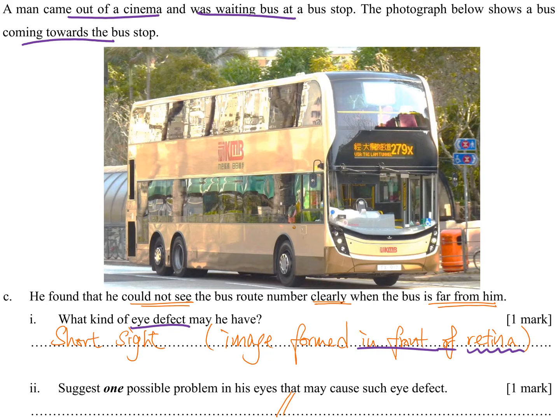And then C2. Can you suggest one possible problem in his eyes that might cause such eye defect? What are the causes of having short sight? Can you think of any? One of the reasons is due to the lens. Another reason is due to the length of the eyeball. So one reason is the eyeball is too long. And the other reason is the lens, what happens to it? It is too thick.